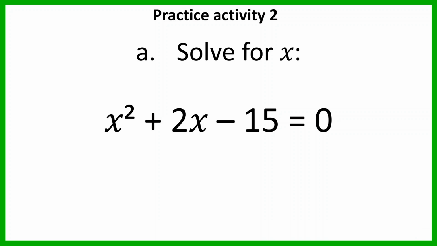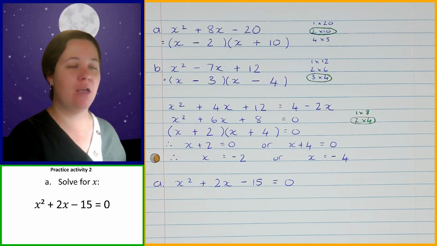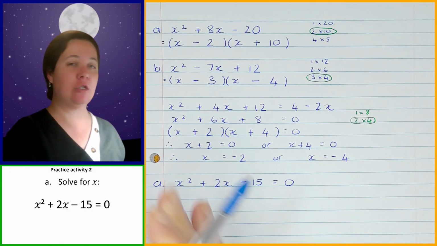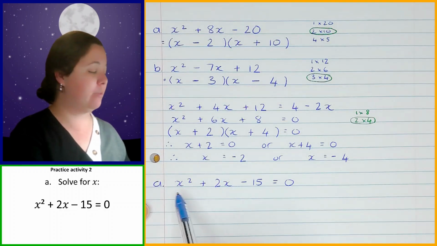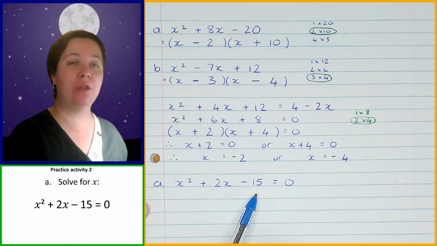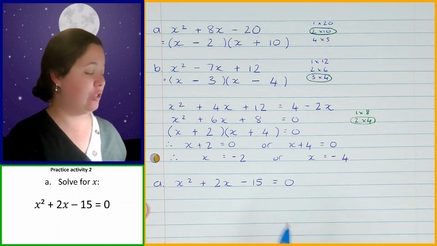Okay, so let's go through that question and see what you should have got. The first thing we're going to do over here is look to see that everything is on one side with 0 on the other. At the moment, it's already been written like that, and the terms on the side are already in the correct order. So we can go straight ahead and do our factorizing.